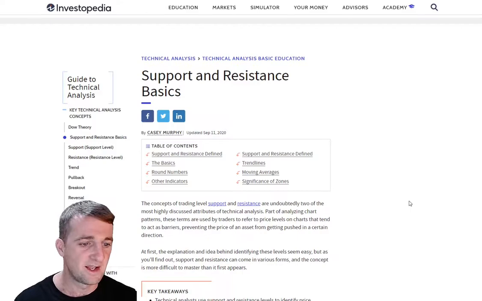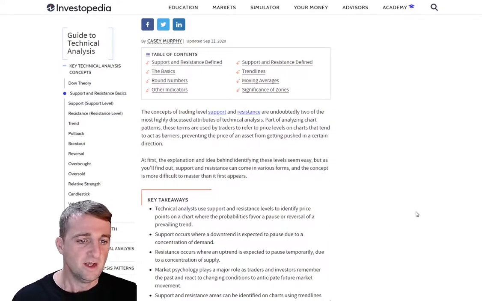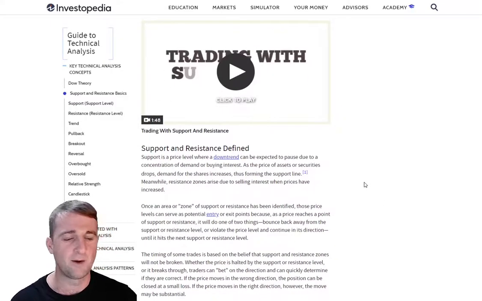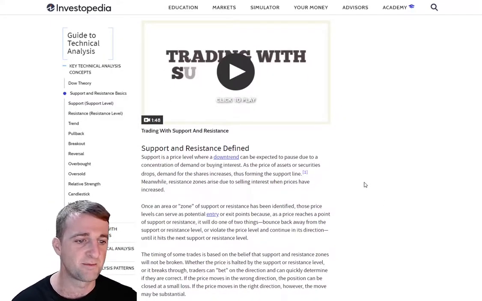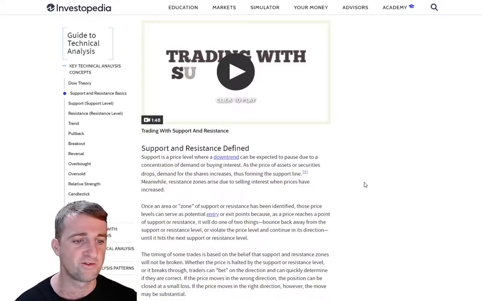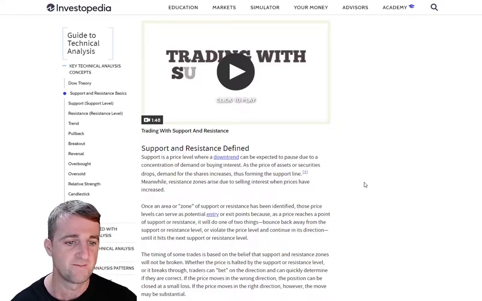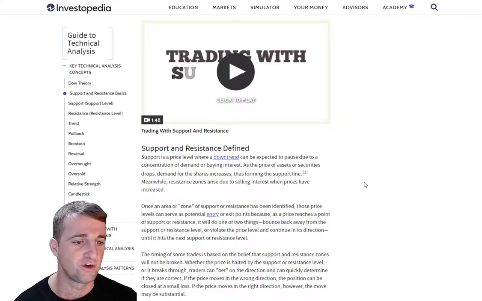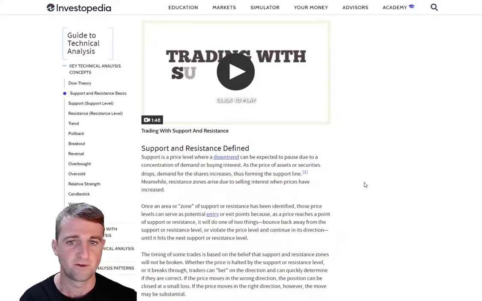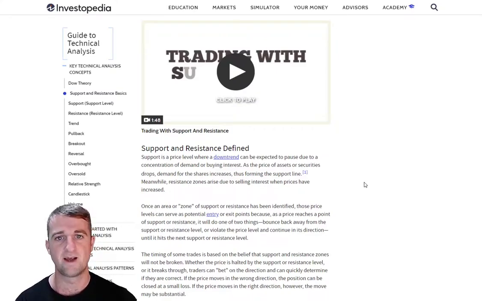So let's get cracking into this, and let's have a look at some information about support and resistance levels. I'm going to start off here. So how is it defined? Support is a price level where a downtrend can be expected to pause due to concentration of demand or buying interest. As the price of assets or securities drops, demand for these shares increases, thus forming the support line. Meanwhile, resistance zones arise due to selling interest when prices have increased. So basically you have an uptrend and a downtrend.